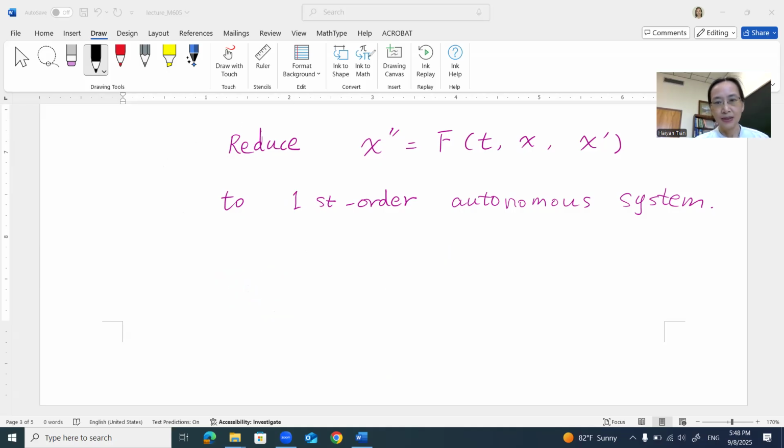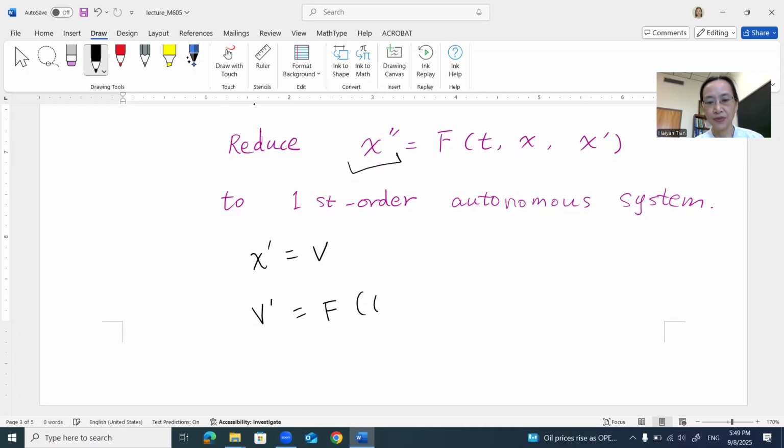So now, if x prime is v, then x double prime will be v prime. So now v prime, which is x double prime, will be equal to f of t, x, and x prime. X prime I can use v to represent. So now the system has been reduced to first order.